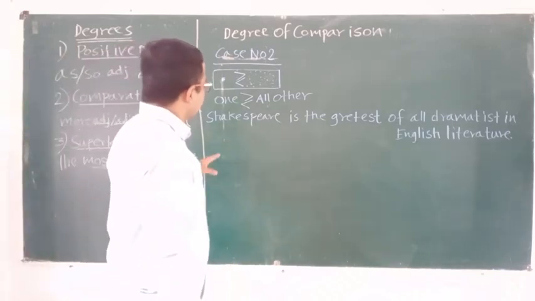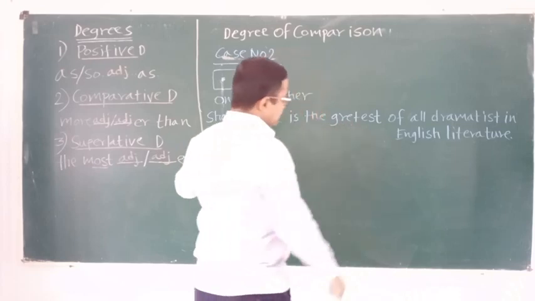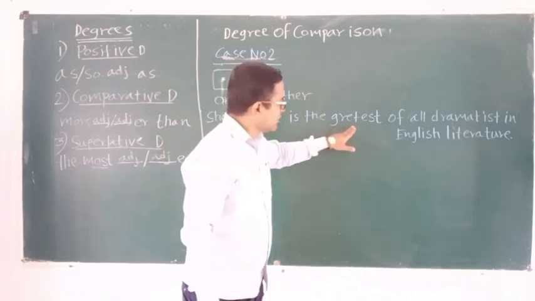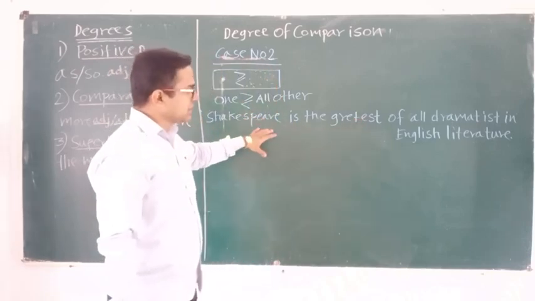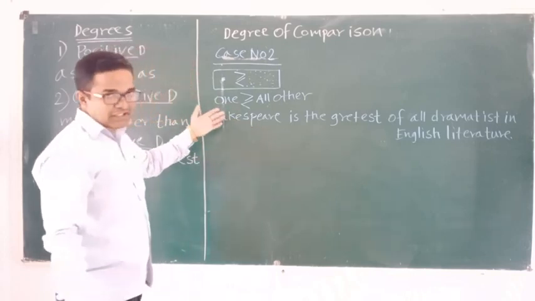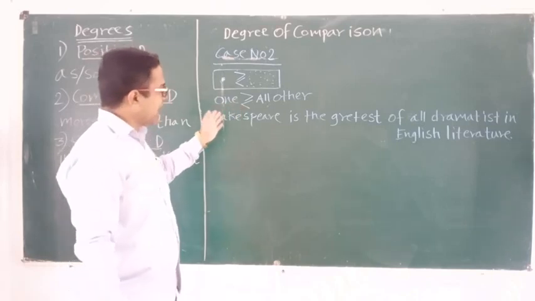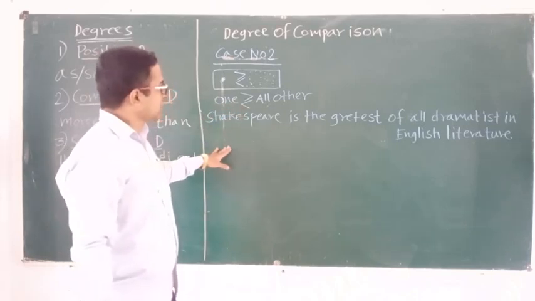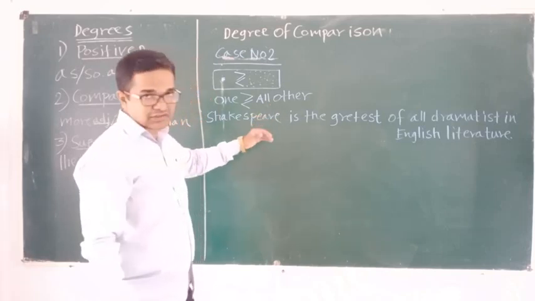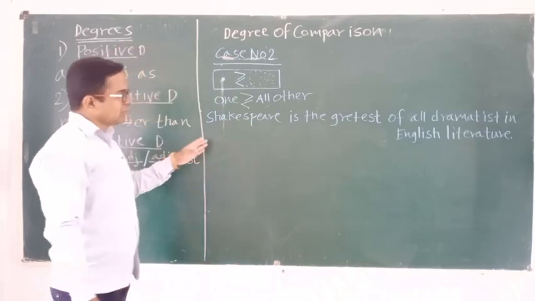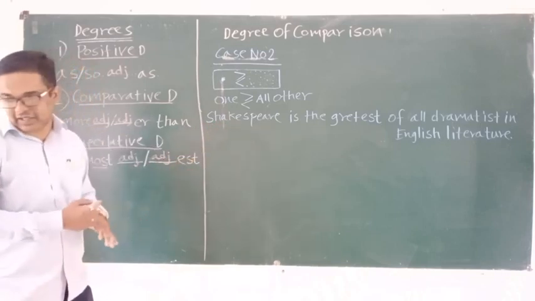Now, Shakespeare is the greatest. Greatest means here the third form of the adjective. The meaning of the sentence is no other dramatist is as great as Shakespeare. Means Shakespeare is the only dramatist in English literature who is greatest. So now I can convert it into comparative degree.